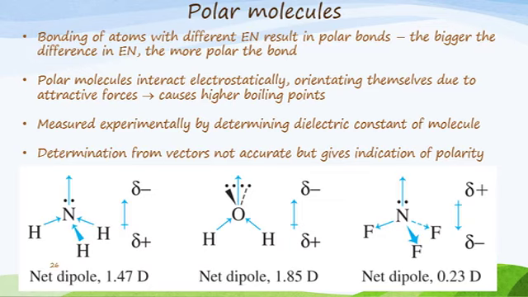This is measured experimentally by determining the dielectric constant of the molecule, and we can see what the net dipole moments are for the examples that are given in the slide. So this is ammonia, and we've got water, and we've got NF3. You can see that the net dipoles change depending on the polarity of the bond. Remember that the lone pair of electrons doesn't really indicate anything significant there.